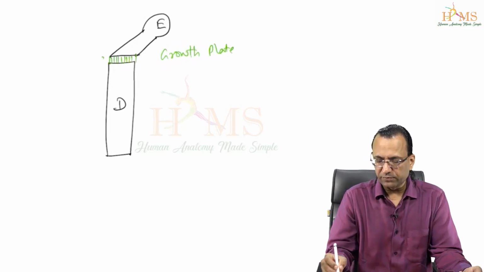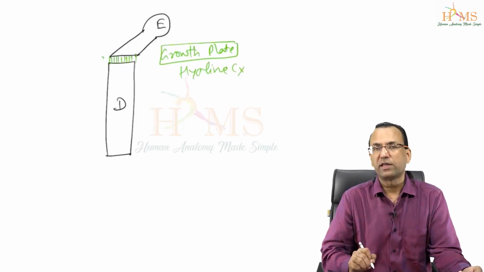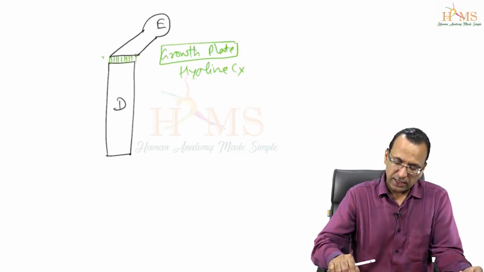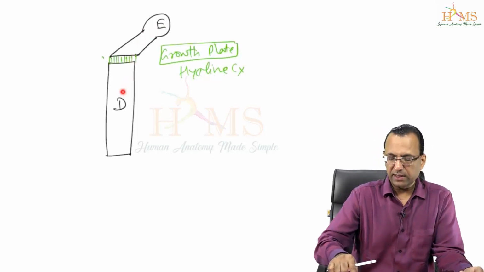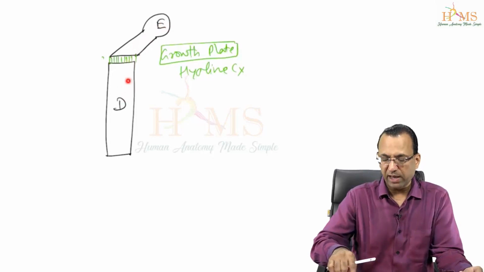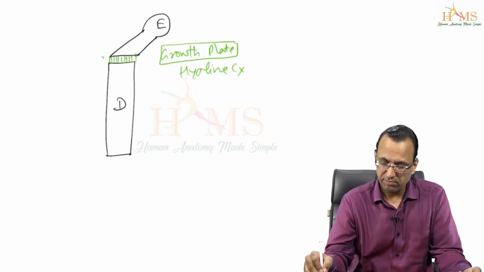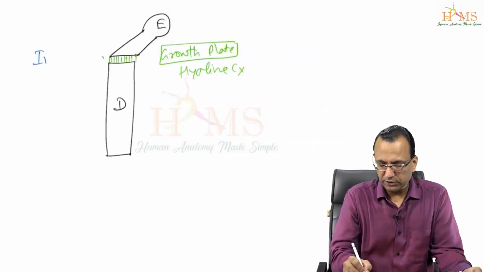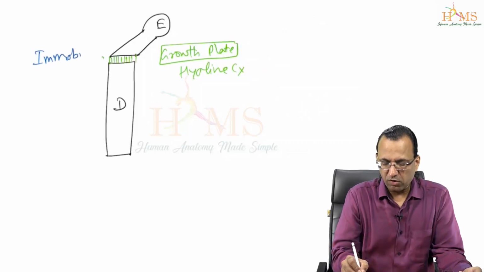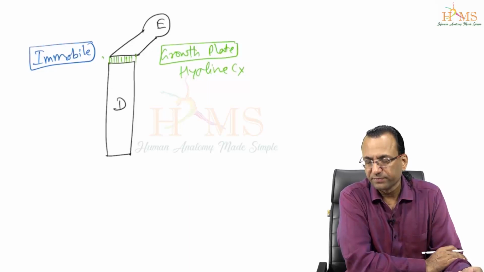So, this growth plate, which is the hyaline cartilage, is connecting one bone with the other bone. This is the epiphysis diaphysis joint, and that epiphysis diaphysis joint is a synchondrosis, or a primary cartilaginous joint. It is immobile. These type of joints are immobile. Synchondrosis or primary cartilaginous joints are immobile, they don't move.